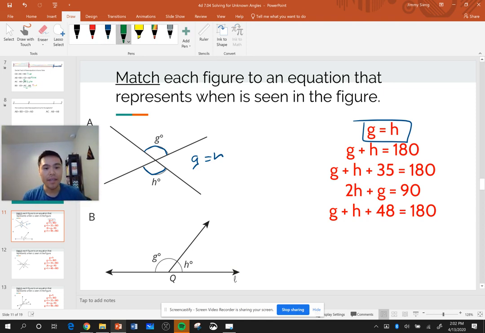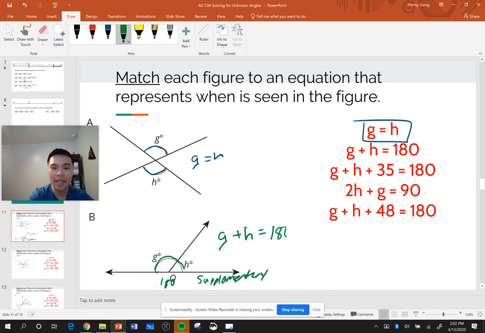Okay, next part, B. So I'm trying to figure out an equation with this, okay? Again, I have that horizontal line. So because I have this horizontal line, I know that is going to be supplementary. That's equal to 180 degrees, right? So I can say that the angle with G plus the angle of H is going to equal that horizontal line, which is 180 degrees, okay?